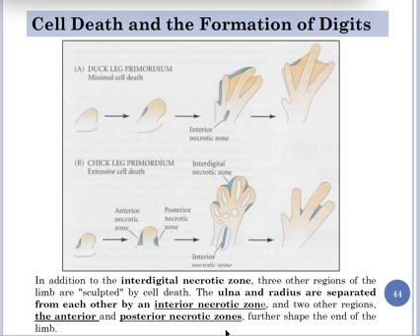And in two other regions, we can see interior necrotic zones in both cases. In addition, we have the anterior and the posterior necrotic zones, especially in the case of the chicken. And this will further shape the end of the limb. What's common here is that we have interior necrotic zone in both, but we have usually minimal cell death in the duck, since we have the webbing that will remain between the digits, while we have this interdigital necrotic zone very prominent in the case of the chicken leg development.